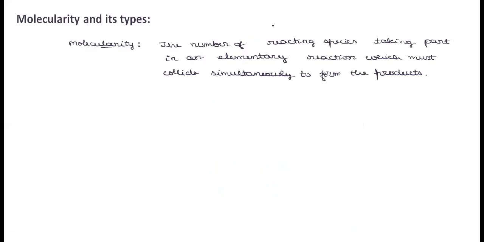Now, just to recall, molecularity is the number of reacting species taking part in an elementary reaction which must collide simultaneously to form the product. This we can easily understand with its types. So we'll take the first. What is meant by a unimolecular reaction? We'll learn with the help of a simple example.